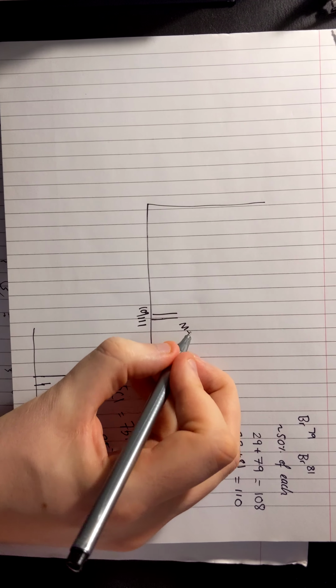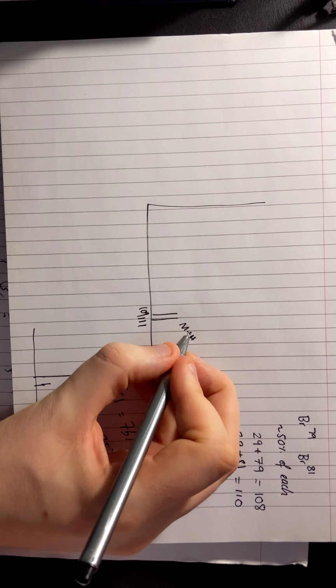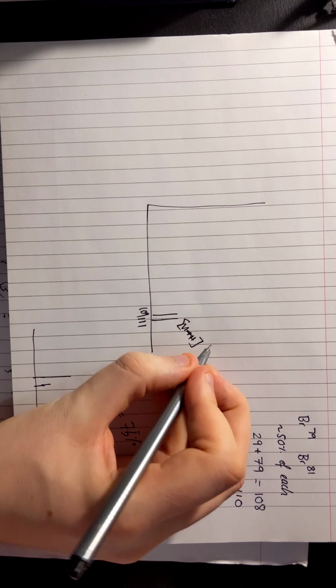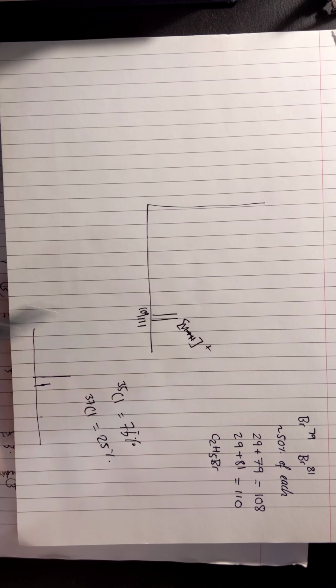But remember, these are both M plus an H, M bonded to an H positive. They're not M positive, so you still need to subtract the 1 from it.